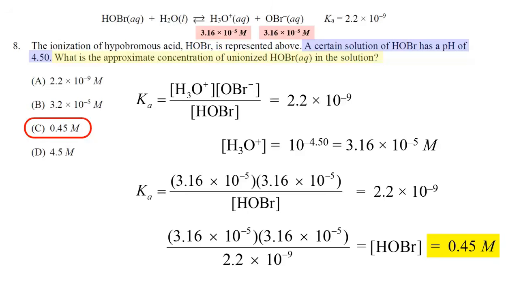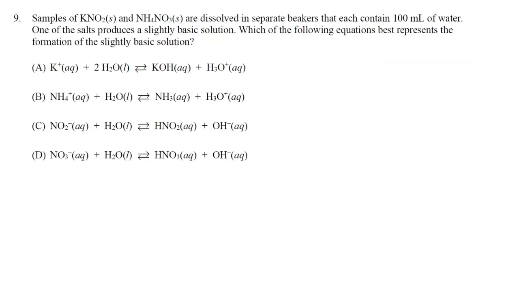Now let's take a look at question 9. In question 9, it says samples of solid KNO2, which is known as potassium nitrite, and solid NH4NO3, which is known as ammonium nitrate, are dissolved in separate beakers that each contain 100 milliliters of water. One of the salts produces a slightly basic solution.